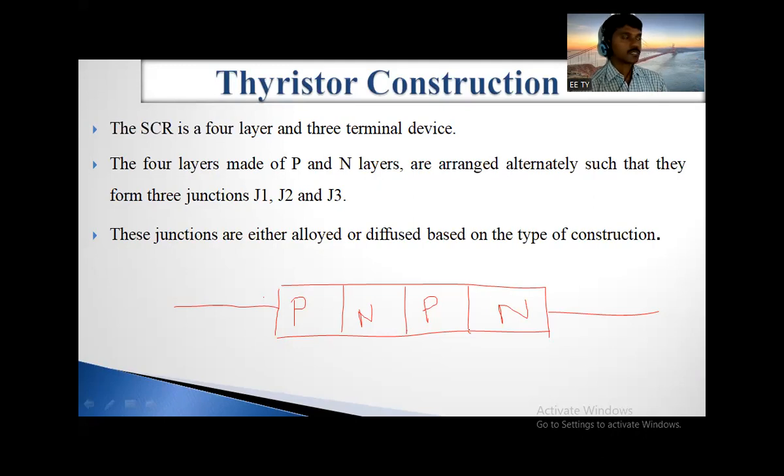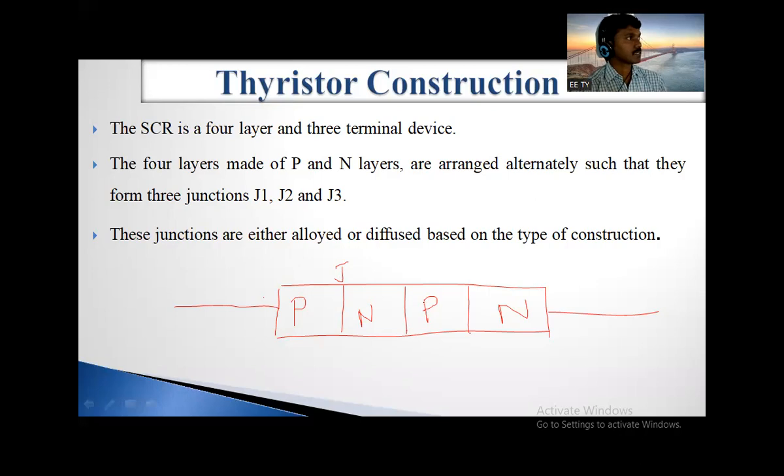It is clear. Generally, where two different materials, one P-type material and one N-type material, are attached together, one junction will be formed at that place. Here this is the P-type material, this is the N-type material. These two are different materials, attached at this place, so here one junction will be formed. And here this is the N-type material, and this is the P-type material.